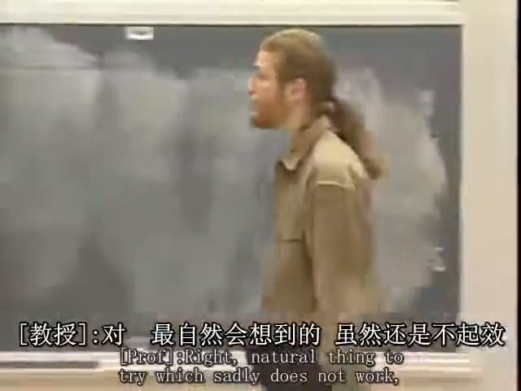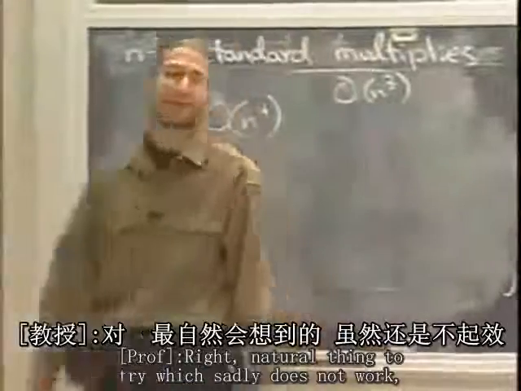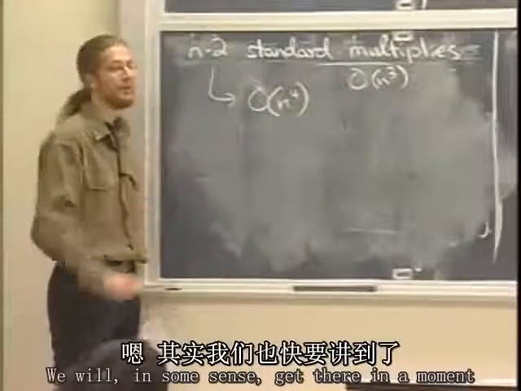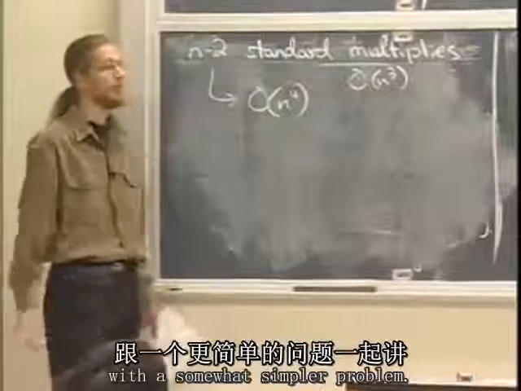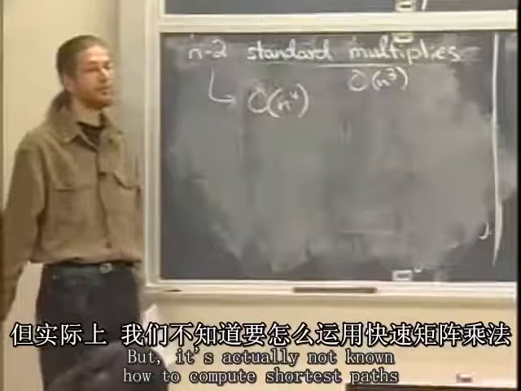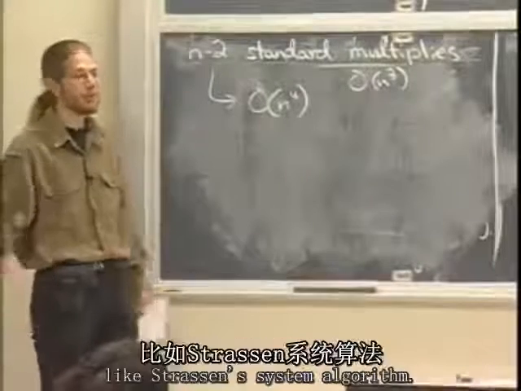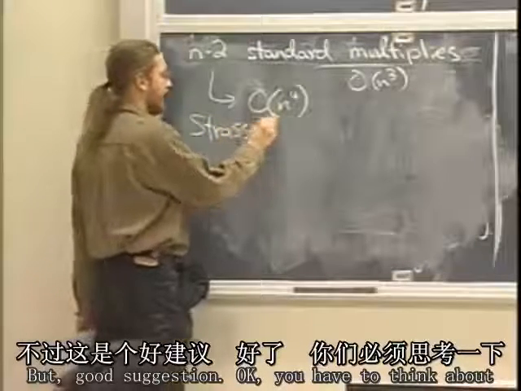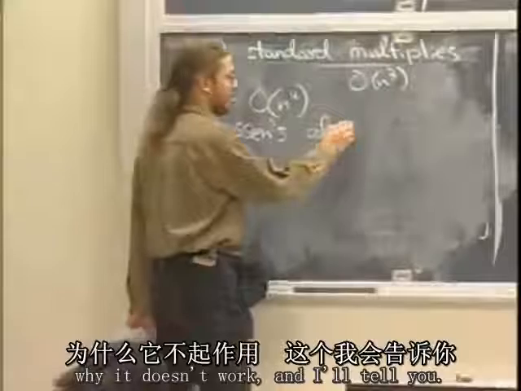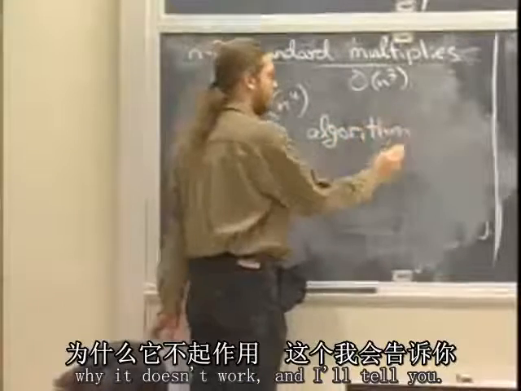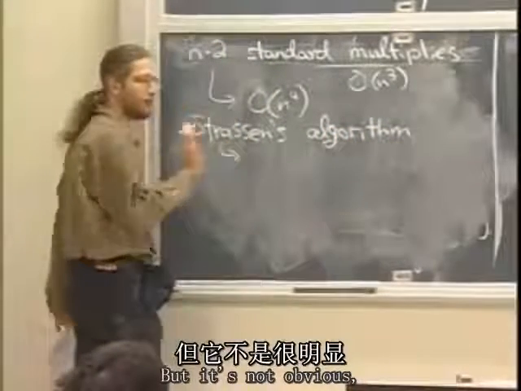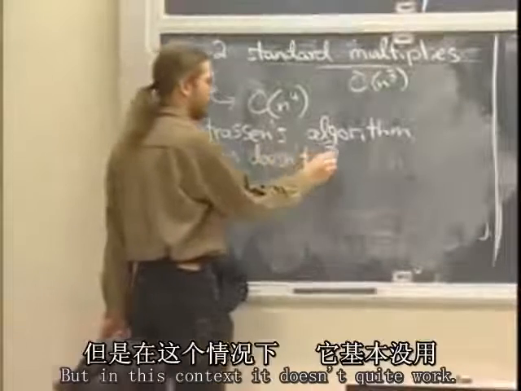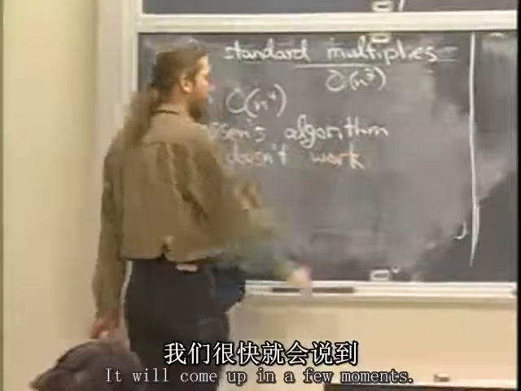Right, the natural thing to try, which sadly does not work, is to use a subcubic matrix multiply algorithm. We will in some sense get there in a moment with a somewhat simpler problem. But it's actually not known how to compute shortest paths using fast matrix multiplication, like Strassen's algorithm. But good suggestion. You have to think about why it doesn't work. I'll tell you, but it's not obvious, so it's a perfectly reasonable suggestion. But in this context, it doesn't quite work. It will come up in a few moments.